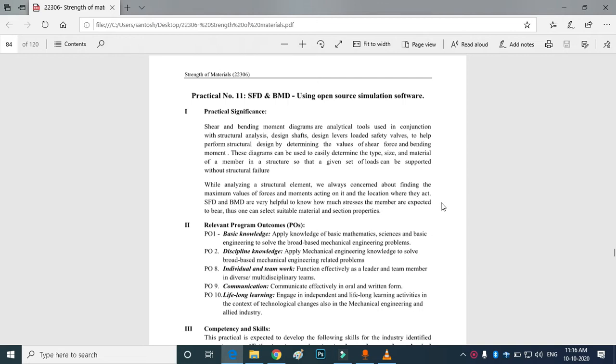Now, through our theory lectures, you are already aware of what is SFD and BMD. You know the different types of beams that we use, the different types of loads that act upon the beam, and the nature of shear force and bending moment diagrams, and why there is need to draw the shear force and bending moment diagram, and how to draw them.